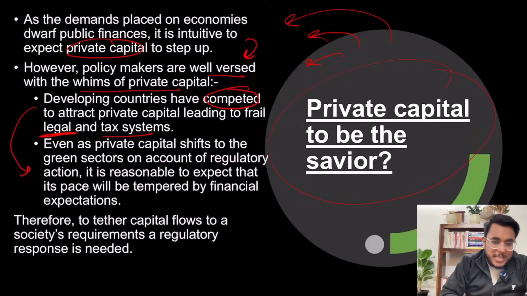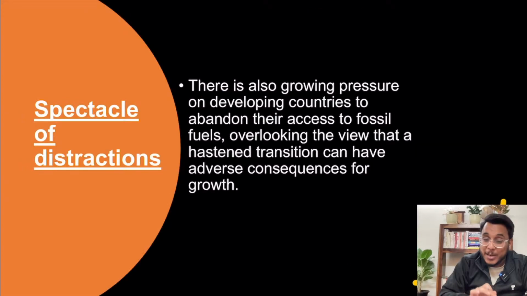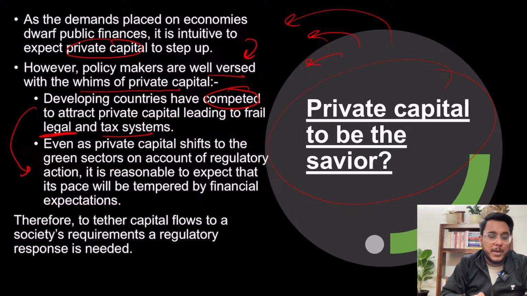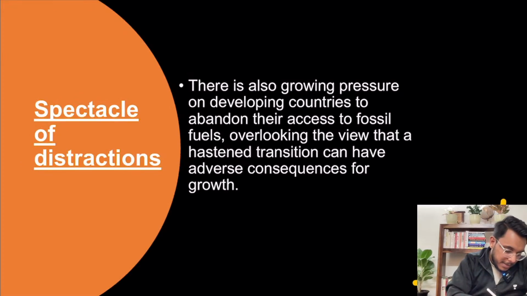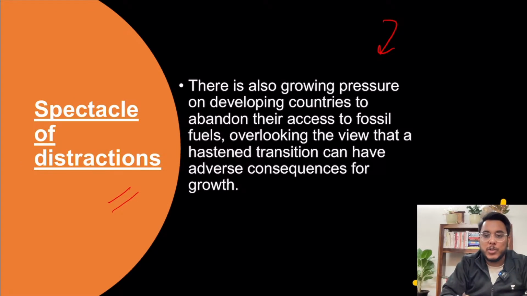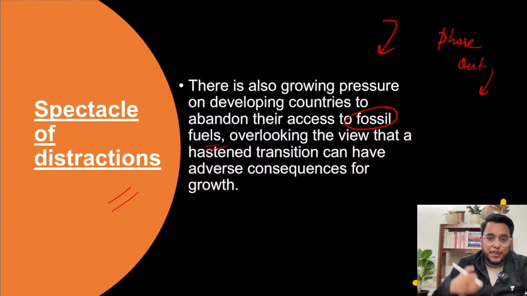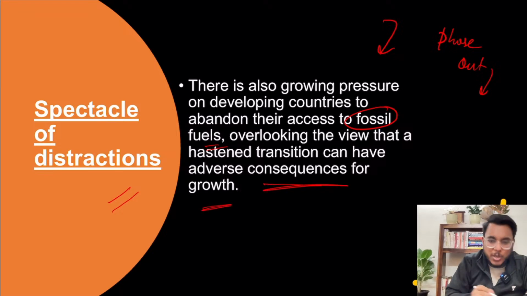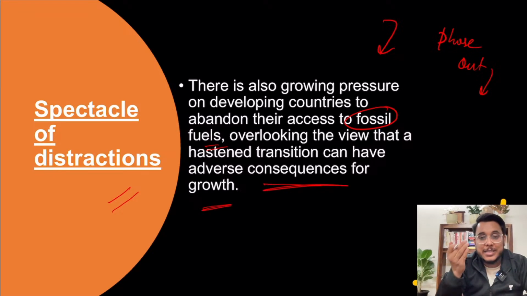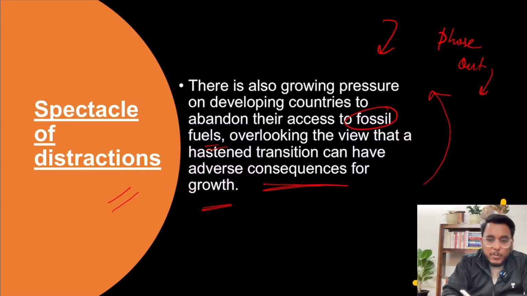Moreover guys, though private capital is being suggested, it can only be a secondary thing. Primarily the sovereign capital, the public capital, the money or the grants by the developed countries should come. Then there is also growing pressure on the developing countries to abandon access to fossil fuels. As I told you, there is the phase out of coal that is being forced on countries such as India. But this will have an adverse consequence on growth. India and the developing countries, their priority is poverty alleviation, their priority is to bring growth, and forcing them to abandon fossil fuels will bring a lot of economic challenges for them.